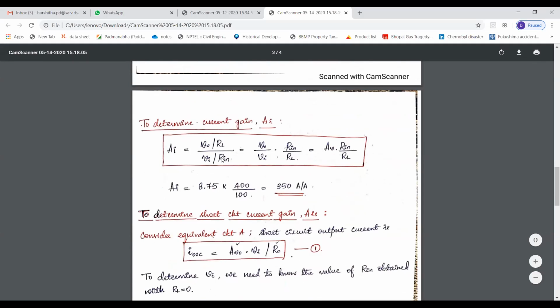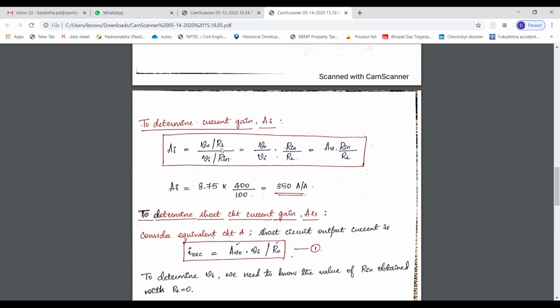And next we need to find out the current gain. It is equal to the ratio of output current and input current. So the output current is V naught by RL, the load resistance we have at the output side, and the input current is Vi by Rin. Upon simplification, we will get V naught by Vi into Rin by RL. So this V naught by Vi can be written as AV into Rin by RL. Upon substitution of the values of AV, Rin and RL, we will get the current gain as equal to 350 ampere per ampere.